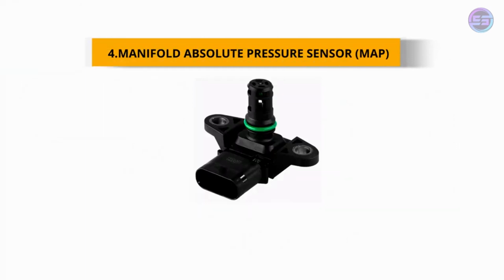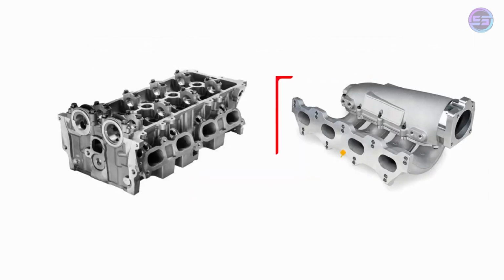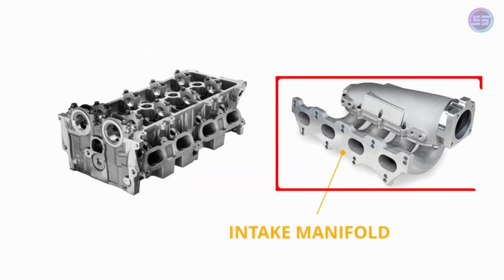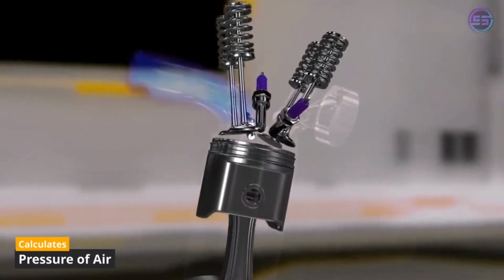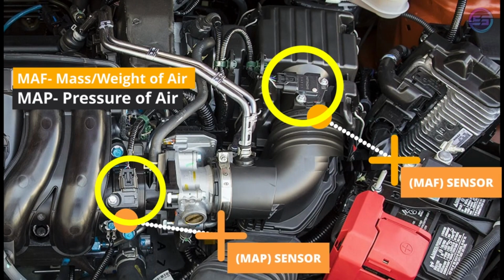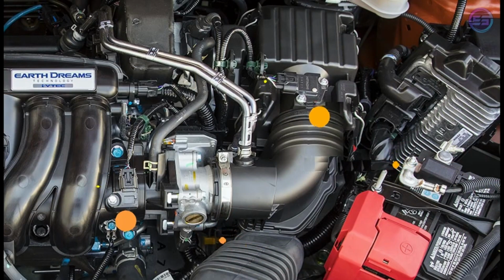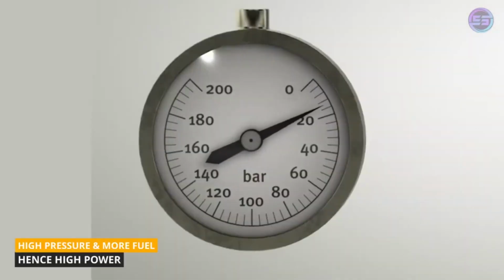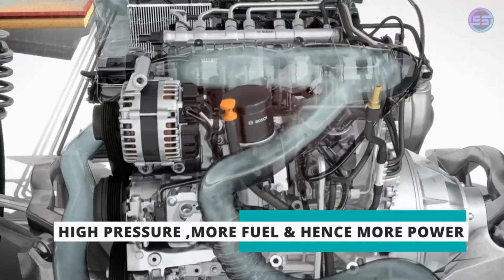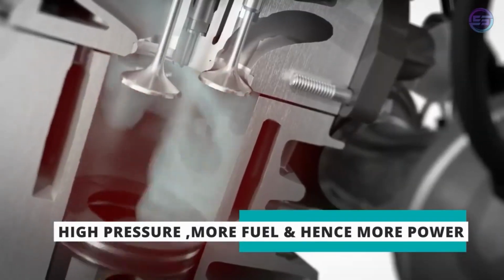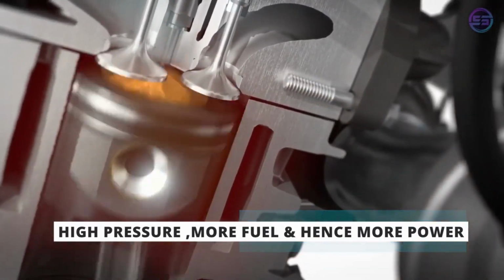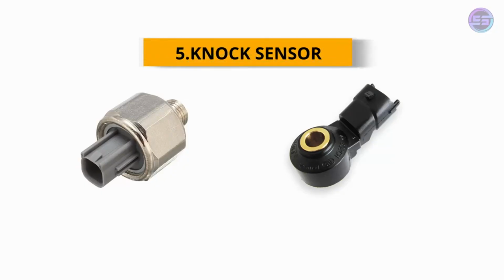Number 4. The manifold absolute pressure sensor, or the MAP sensor, is a device situated in the intake manifold and is used to calculate the pressure of air going to the engine. It is very similar to the mass airflow sensor, which measures the mass flow of air, while the MAP sensor measures the pressure of air. The higher the pressure, the higher the mass of air, and hence more fuel can be used. This sensor helps the ECU in determining the amount of air and fuel that has to be sent to the engine.